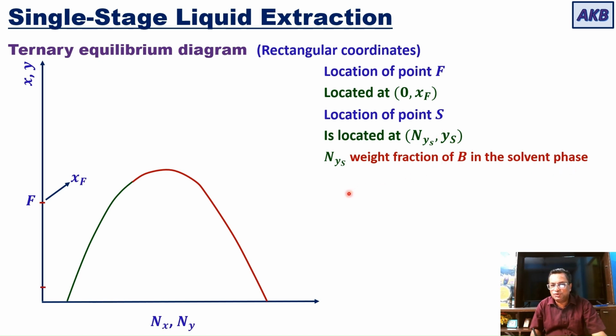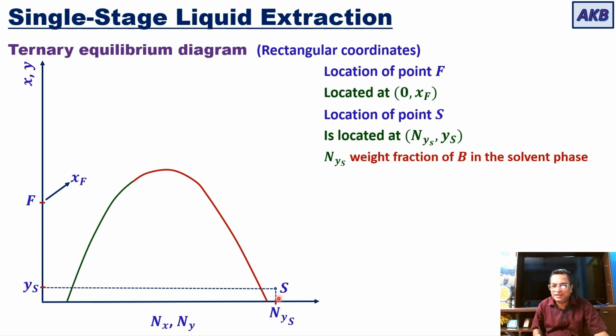And YS, as you know, so NYS, let us first represent that point. NYS, as I said, is the weight fraction of B in the solvent phase, so it will be located over here. And then I'll draw a horizontal line because I need to locate YS also. So YS will be located somewhere here. And when the horizontal and vertical lines meet, I'll get a point. That point will be S, which represents the solvent phase.